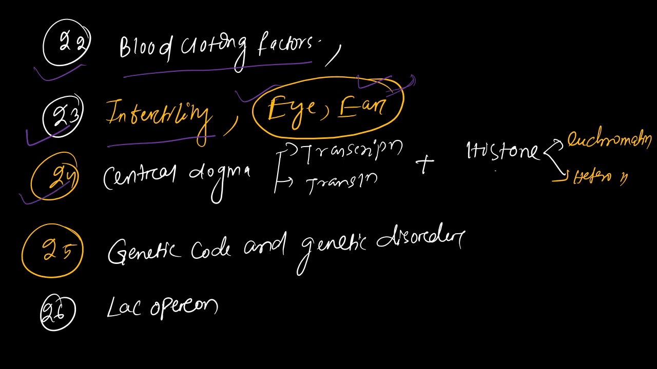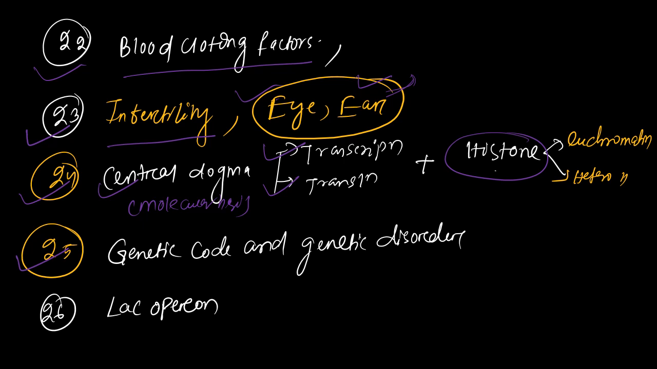And 24, central dogma. This is the most important in molecular basis of inheritance. In this chapter, this is the central dogma. Transcription and translation are the most important. The second most asked question from this chapter is about histone, euchromatin, heterochromatin, nucleosome, and the amino acid composition of histone. These are also important for your exam.